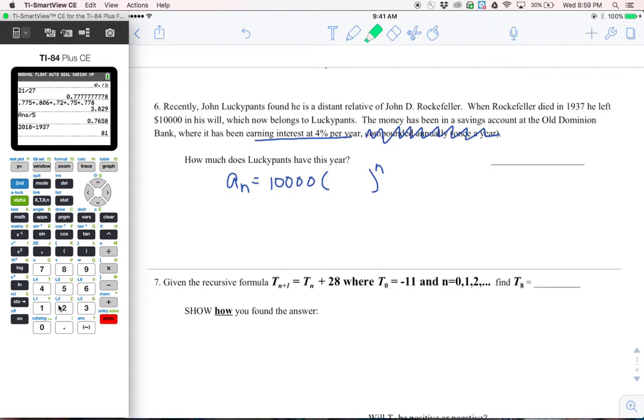If I just put in 0.04, look what happens. I get 10,000 times 0.04 to the power of 81, and it just tells me 0 because the number is so small, I assume. Do I have my float on? No? All right. Okay, so it's just telling me 0. Like the number is so small, it's telling me 0. We cannot just use 0.04.